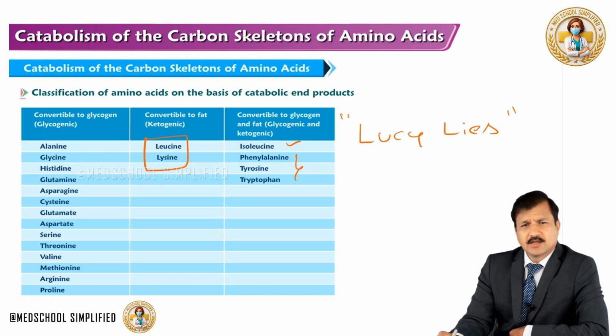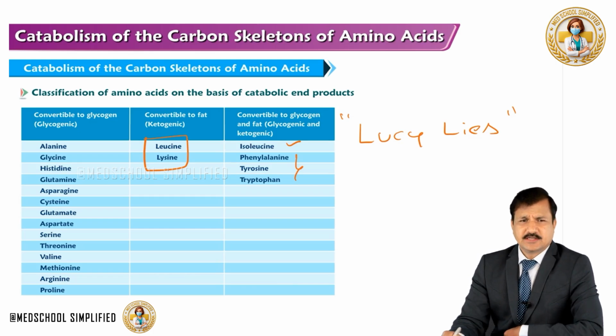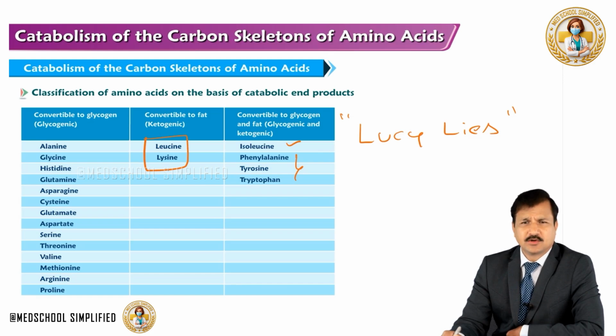So these are both glucogenic and ketogenic amino acids. The rest of them, other than these six, are all only glucogenic amino acids. So you must remember these. It is important. Leucine and lysine are ketogenic. Isoleucine, phenylalanine, tyrosine, tryptophan are both glucogenic and ketogenic. The rest are all glucogenic.